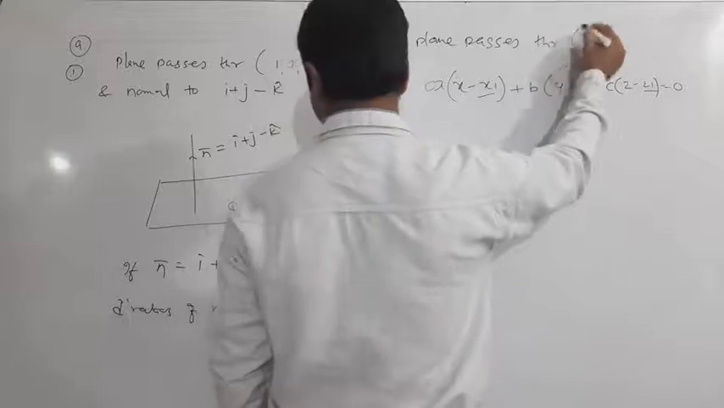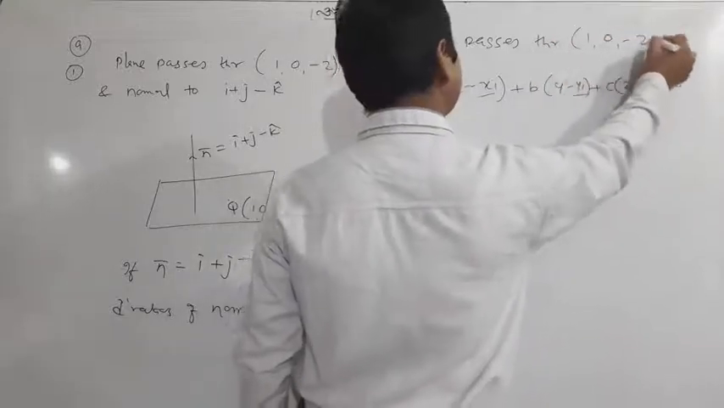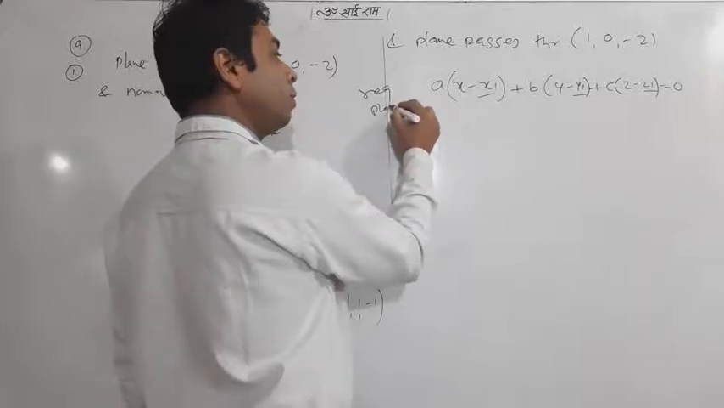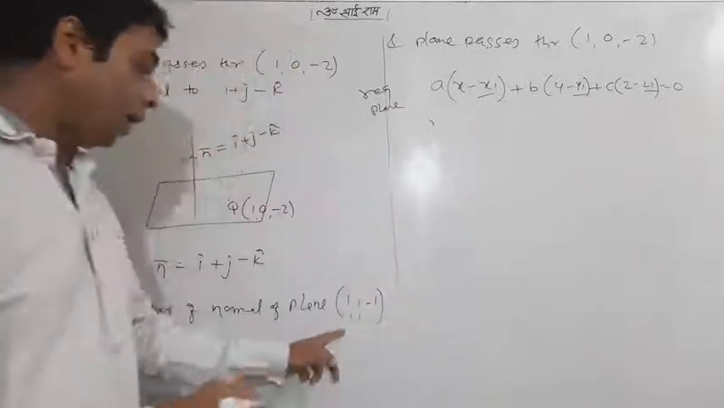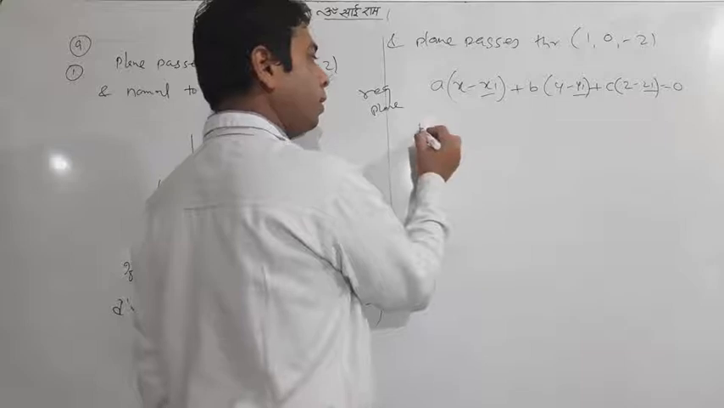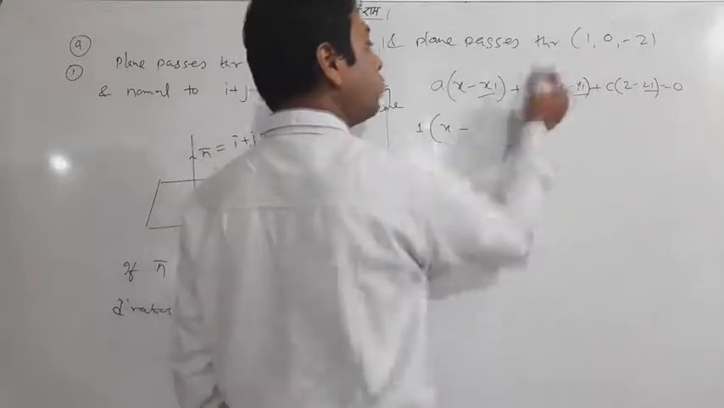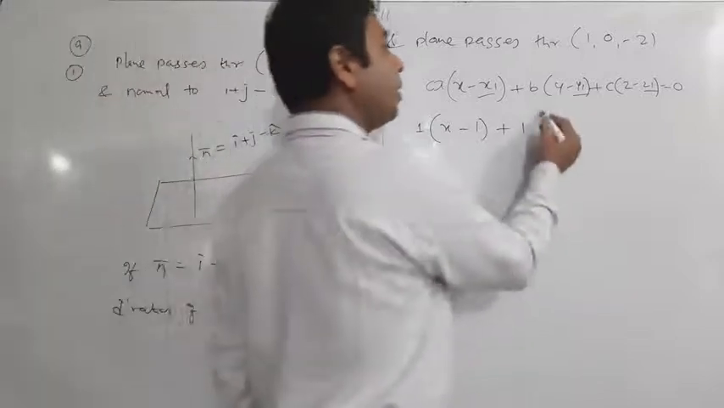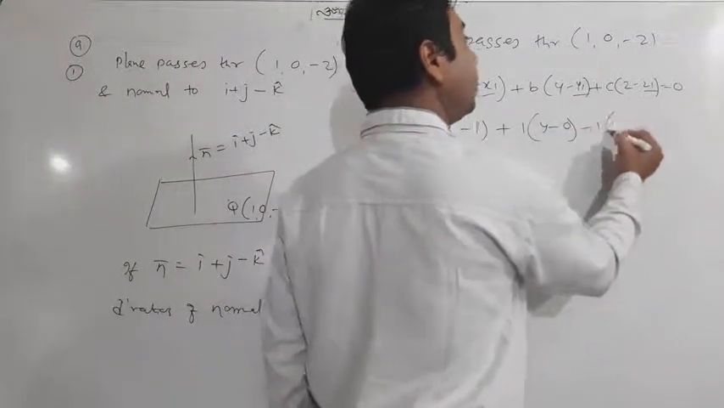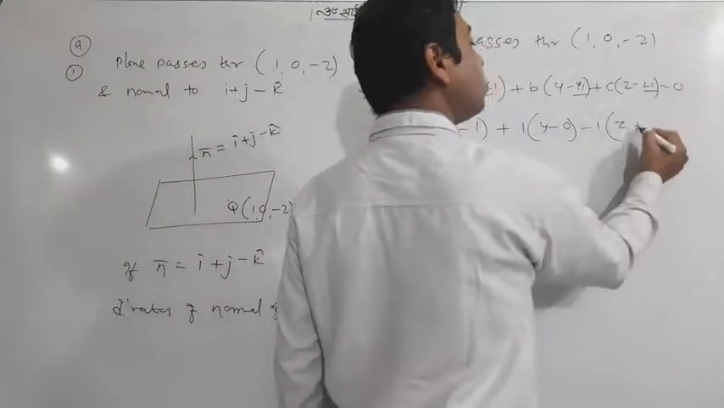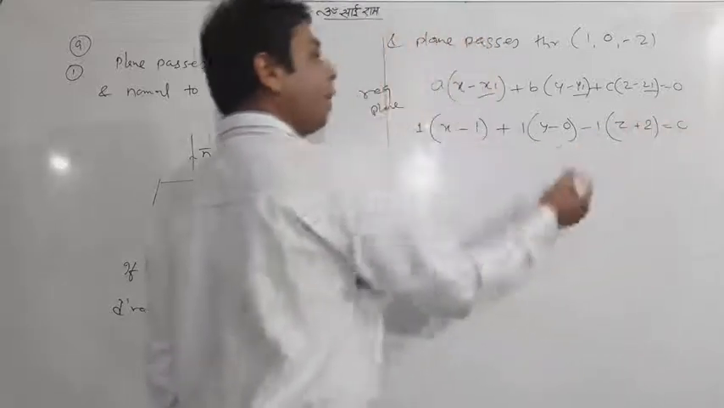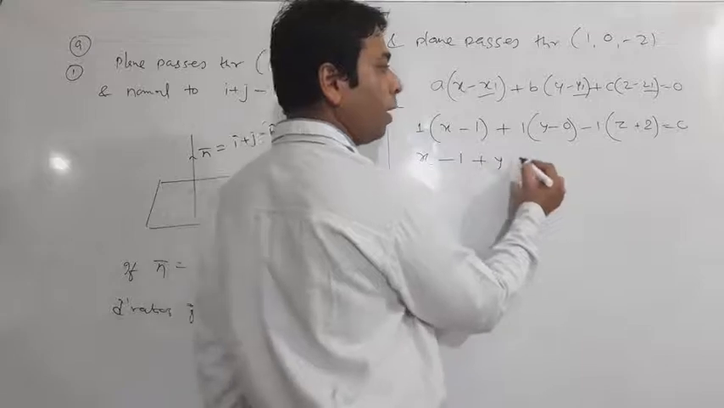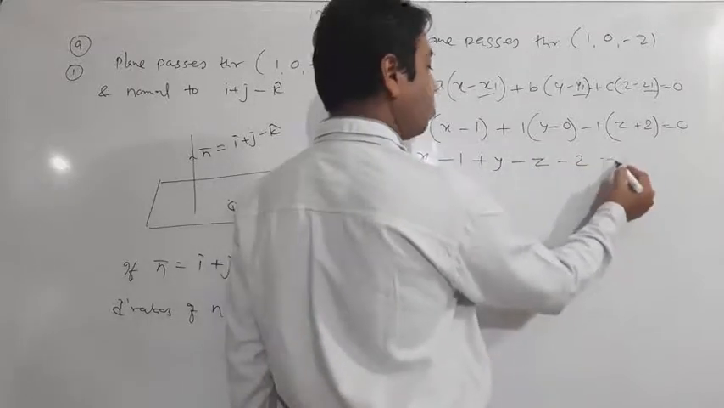And x1, y1, z1 you know, the plane passes through 1, 0, minus 2, which is x1, y1, z1. So the required plane is this one: a meaning 1, times x minus x1, b meaning 1, times y minus 0, c meaning minus 1, times z plus 2. And now you can multiply and get your answer. It is simple: x minus 1 plus y minus z minus 2, and that is the answer.